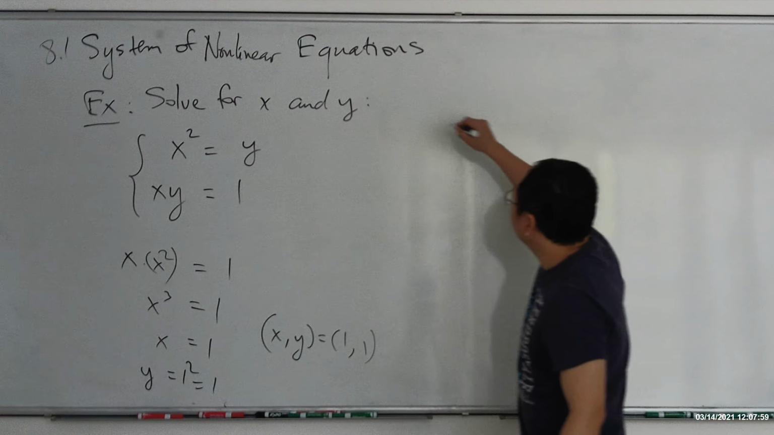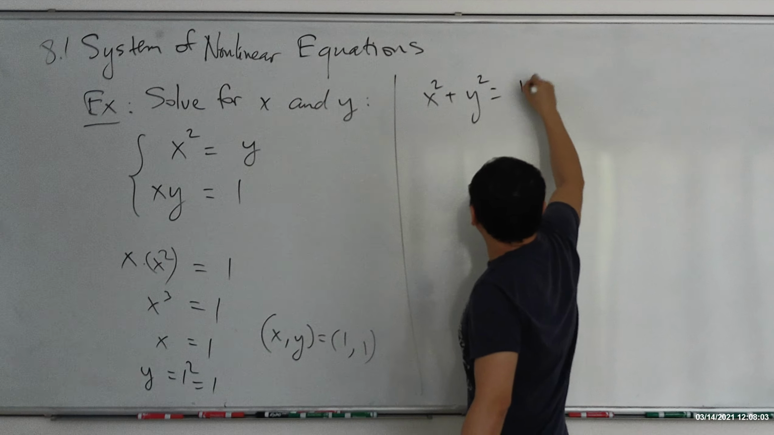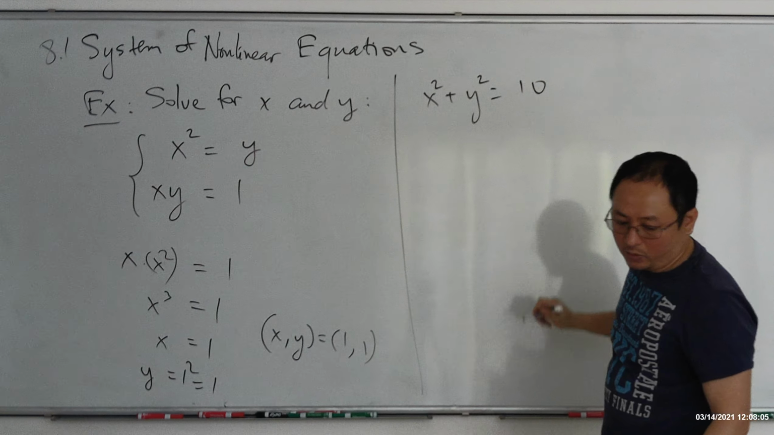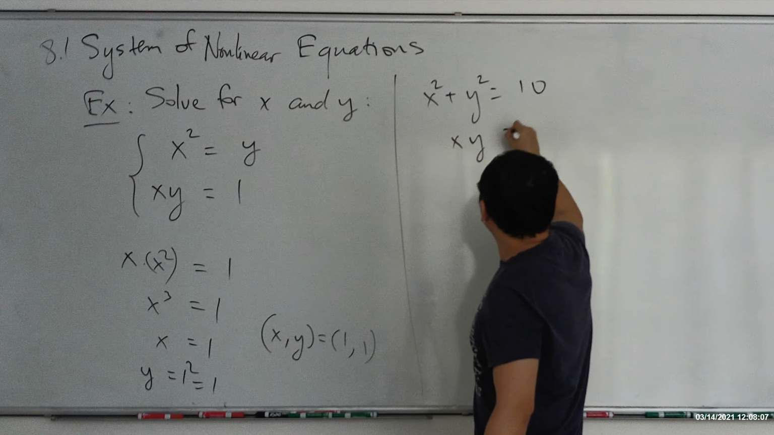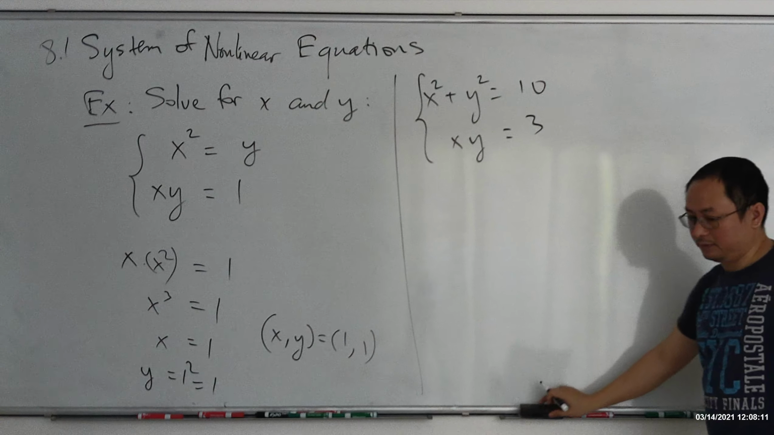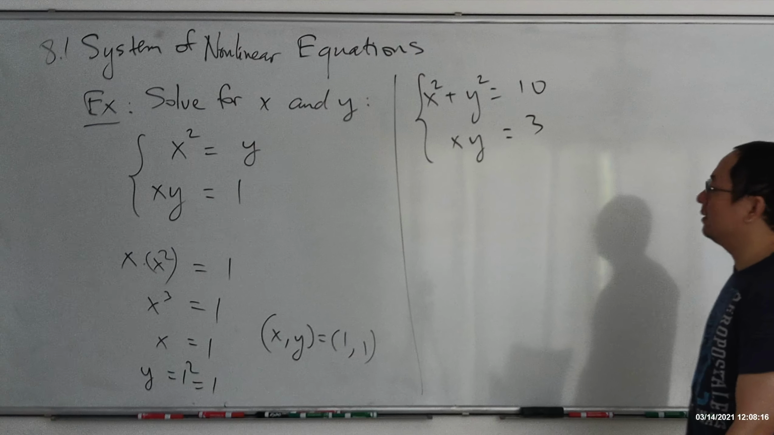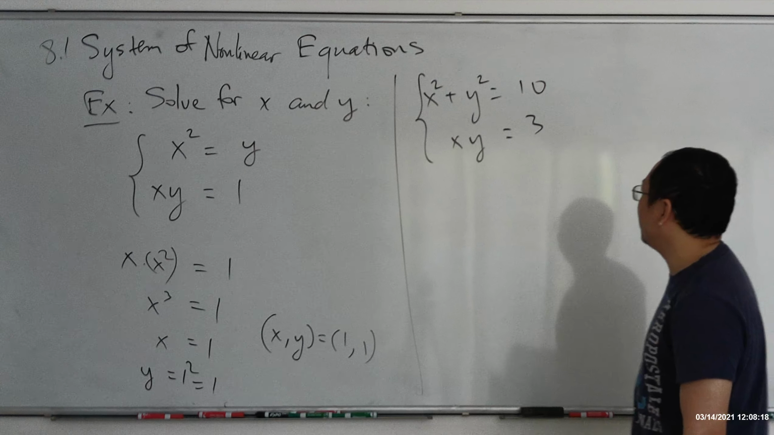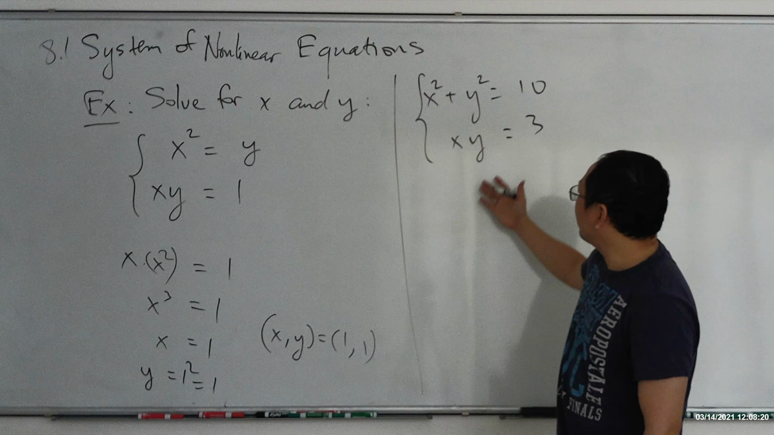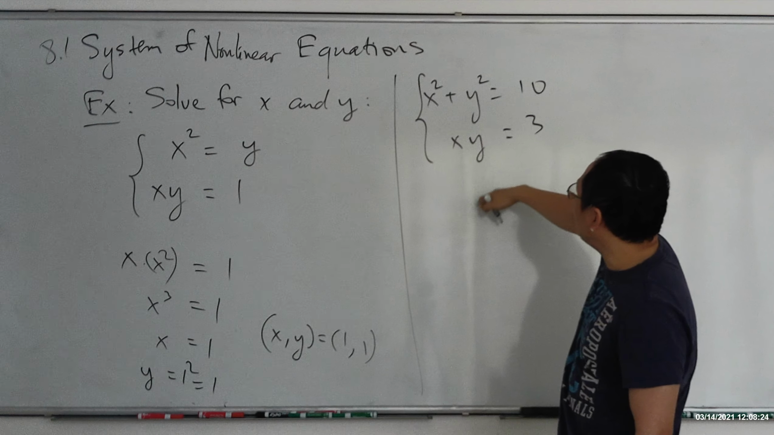We have another example. X squared plus y squared equals 10. And the second equation is xy equals 3. We have to solve for x and y from here. I don't know how to use elimination, but at least I can simplify the second equation. None of those are linear, by the way. But I can solve x and y from here.